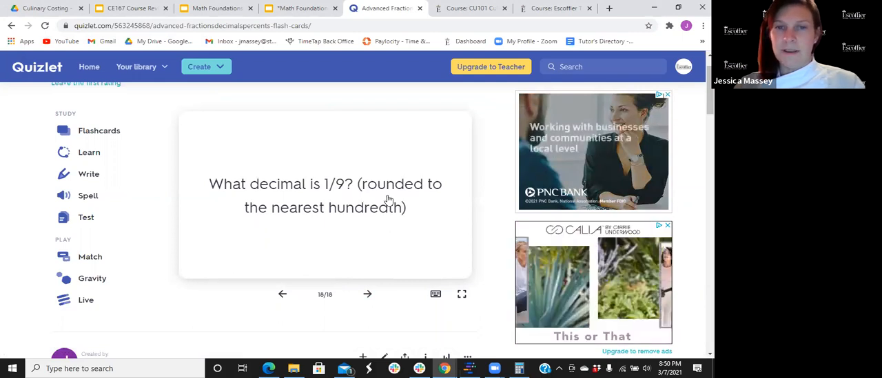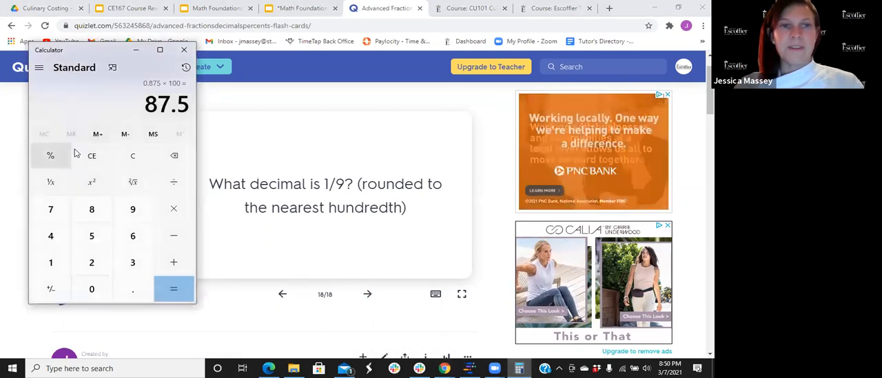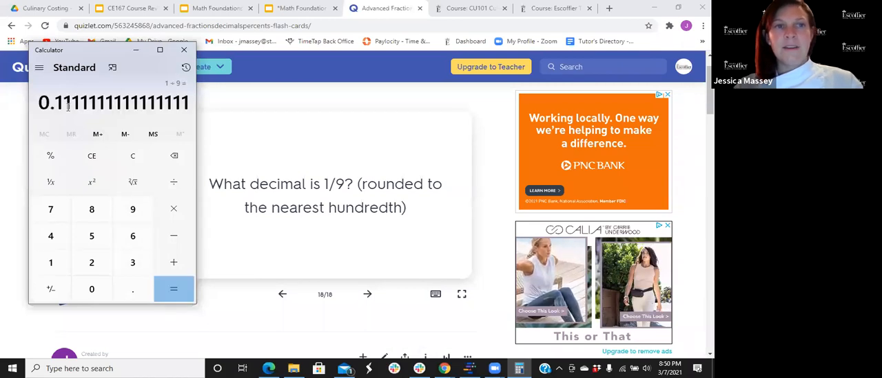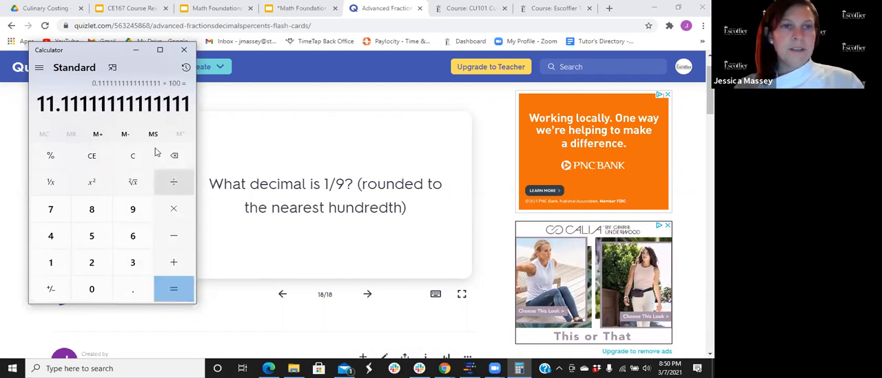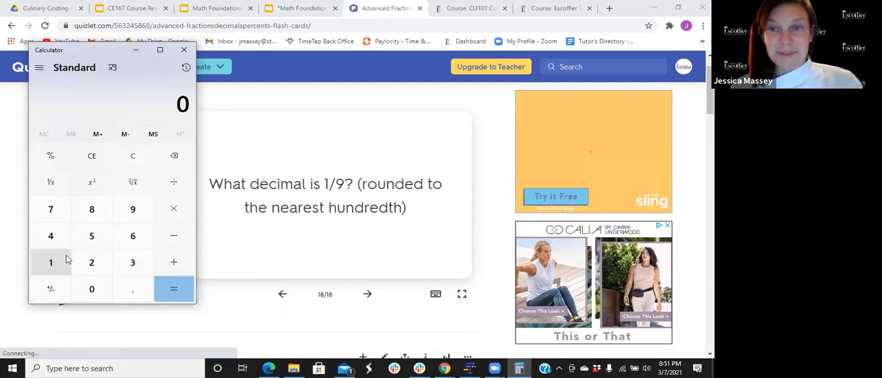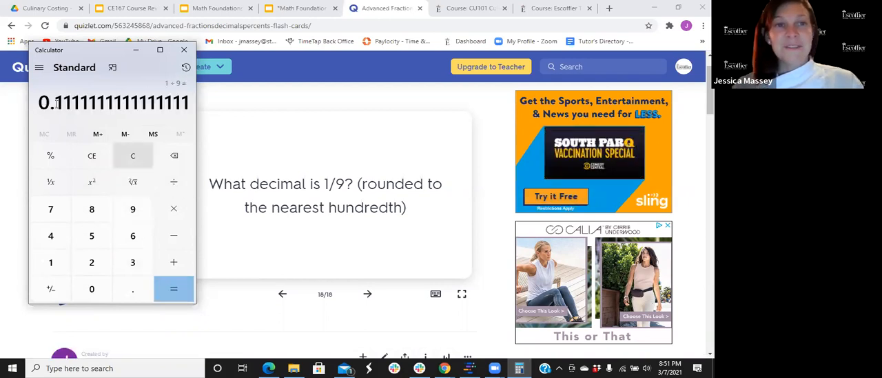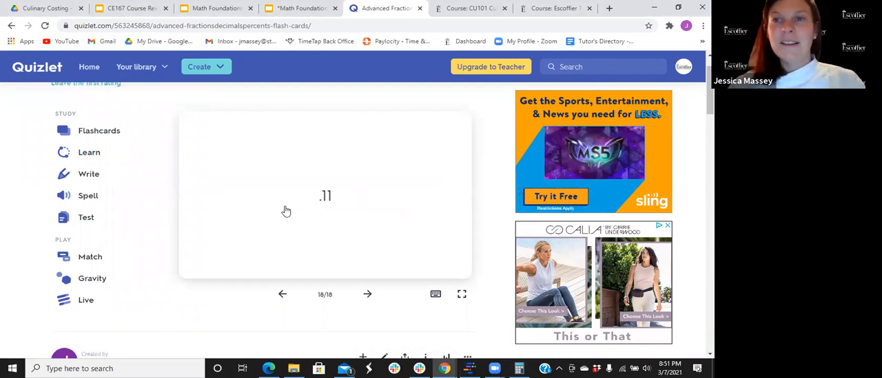What decimal is 1/9 rounded to the nearest hundredth? Done this one. 1 divided by 9 gives us all these 1s, times 100. Rounded to the nearest hundredth. Oh, it's decimal. See, I didn't even read my own question. Do you see that? Anyone catch me? I did it wrong myself. I went a step too far. It would just be your 0.11. I was going to answer it in percent. I'm getting tired.